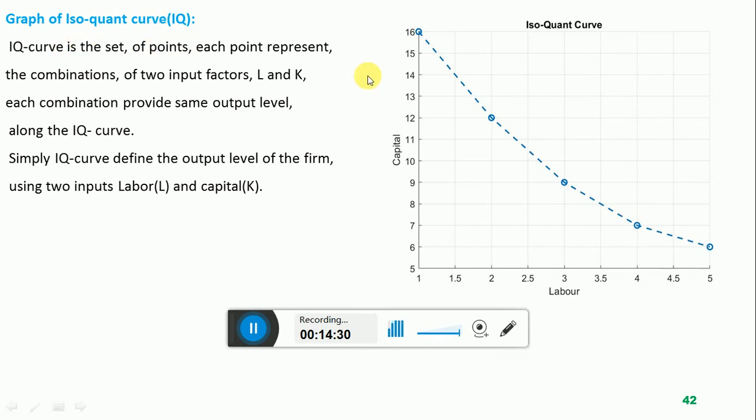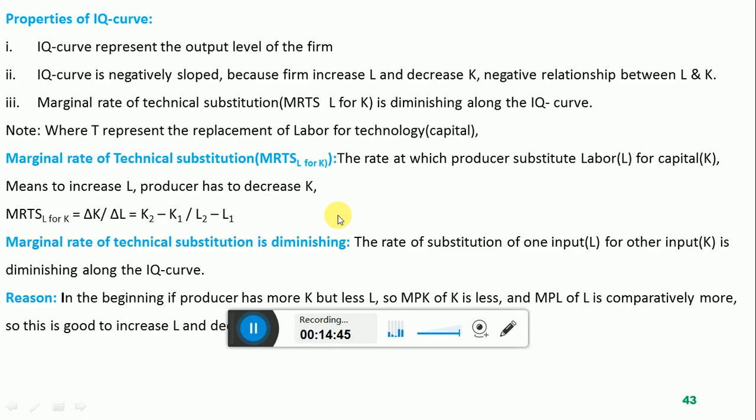How we can graph? Again, this is the graph which defines the different combinations. First combination, 1 labor with 16 capital, second 2 labor with 12 capital, 3 labor with 9 capital, and so on. Now the properties of isoquant curve. Isoquant curve carries few properties. The very first property, that isoquant curve represents output level of the company using two input factors, labor and capital.